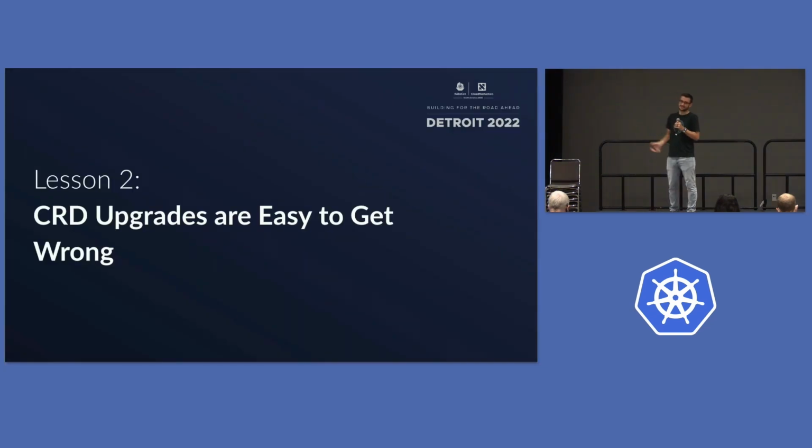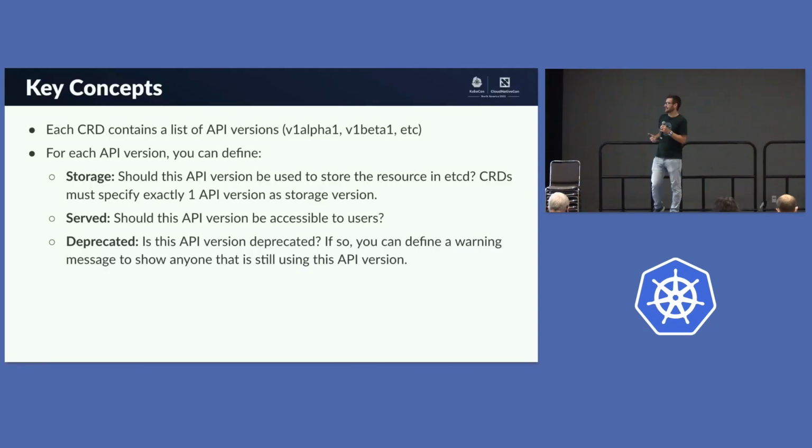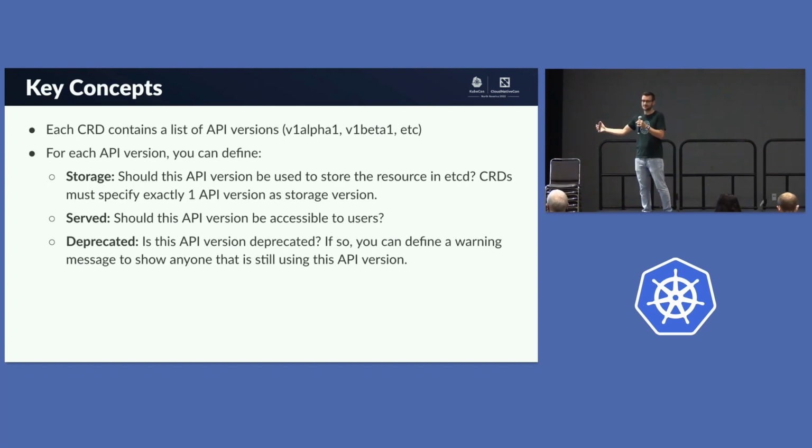Okay, lesson 2. CRD upgrades are really, really easy to get wrong. Boy, I have struggled with this one. I took a while to try and understand this, reaching out to a bunch of people in API machinery to try and understand exactly how we should be doing this. Because again, we're working with CRDs. This is a less documented workflow, especially when you have multiple implementations of the API.